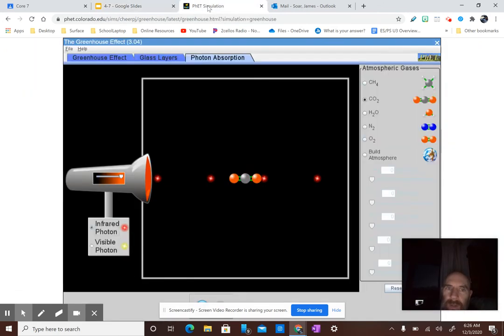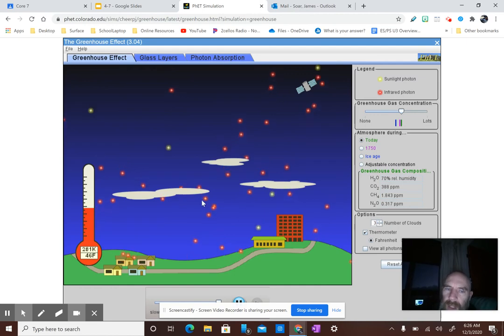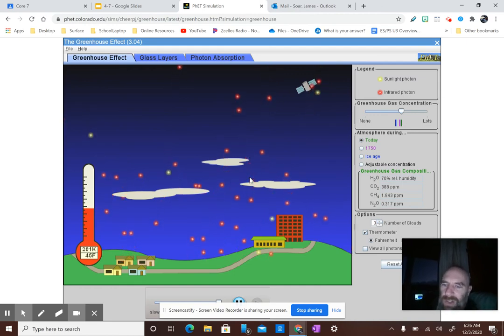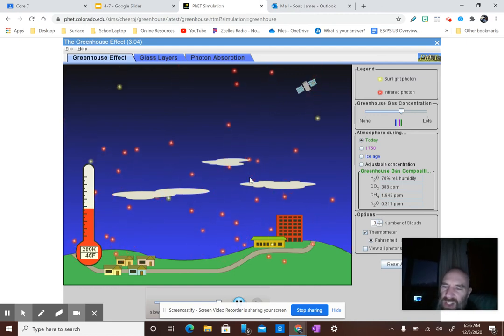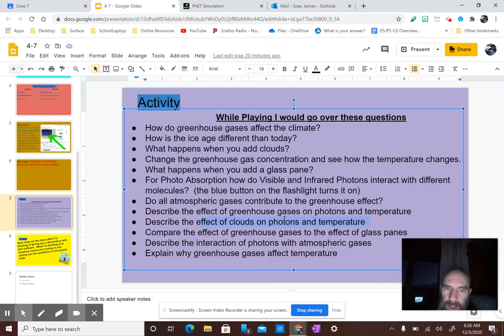Describe the effects of clouds on photons and temperature. So, back to this one. Greenhouse effect. Come on now. Up them clouds. Clouds act like a blanket. They just trap in heat. It's an insulation factor, but they also block out sunlight. All right. So they keep the temperature kind of regulated. All right. And they bounce photons off.